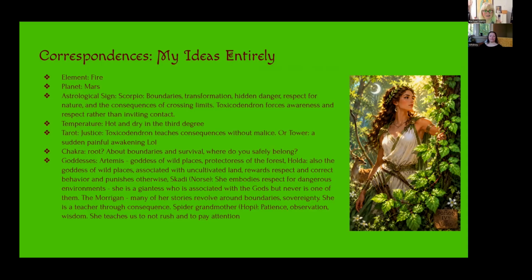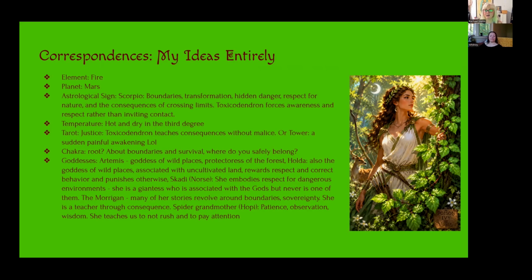And then these goddesses. So I picked a couple interesting ones. First of all, of course, we had to pick the forest ones. So Artemis, the goddess of the wild places, the protectress of the forest. Holda, she's also the goddess of wild places, and she's associated with uncultivated land. She also rewards respect and correct behavior and punishes you if you don't do those things.